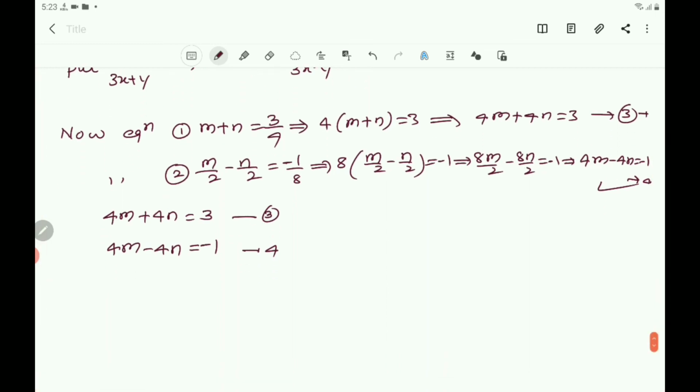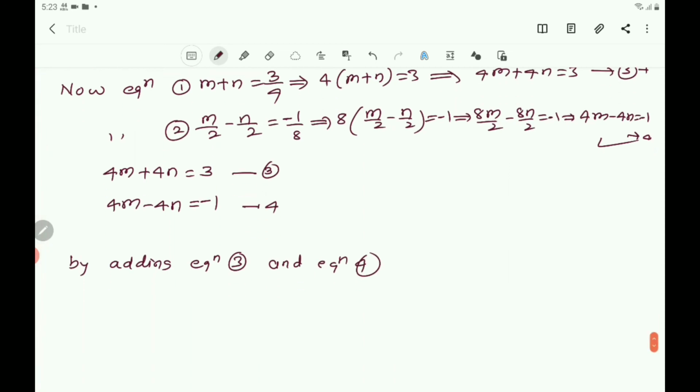Now here see the coefficient of the variables. In both the equations the variables are having same coefficient. You can cancel them easily. Now here n is having plus 4 and minus 4. So you cancel them by adding them. You can also cancel m by subtracting as they are having same sign. And by adding you can cancel n. By subtracting you can cancel m here. So let us add by adding equation 3 and equation 4.